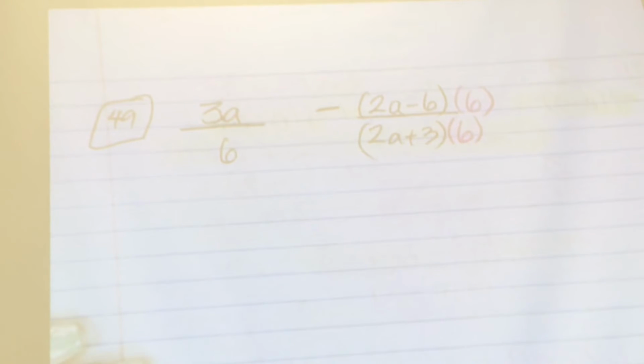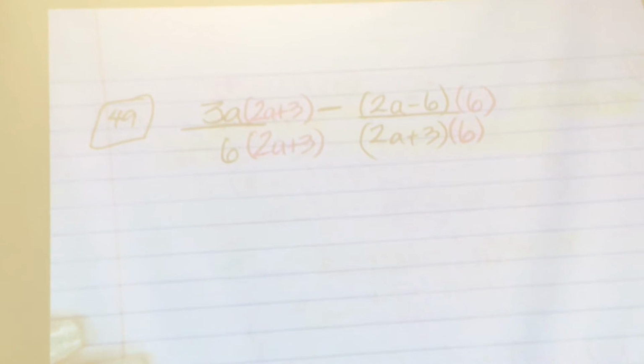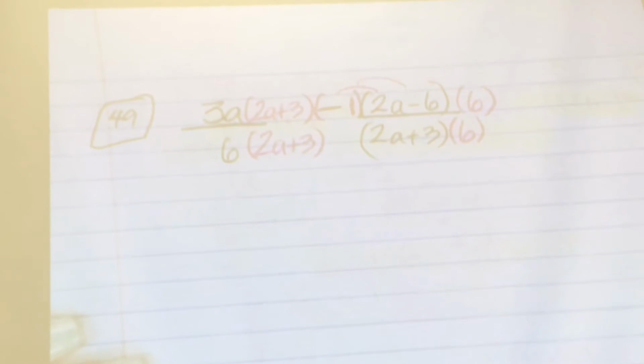This guy has a 6, this guy does not, so I need to give him a 6. This guy has a 2a plus 3, this guy does not, so I need to give them 2a plus 3. This negative right here is the same thing as -1. So if you don't like it, you can put parentheses around it and know that you're going to be multiplying it out. But don't treat it as a positive. It's a -1 there.